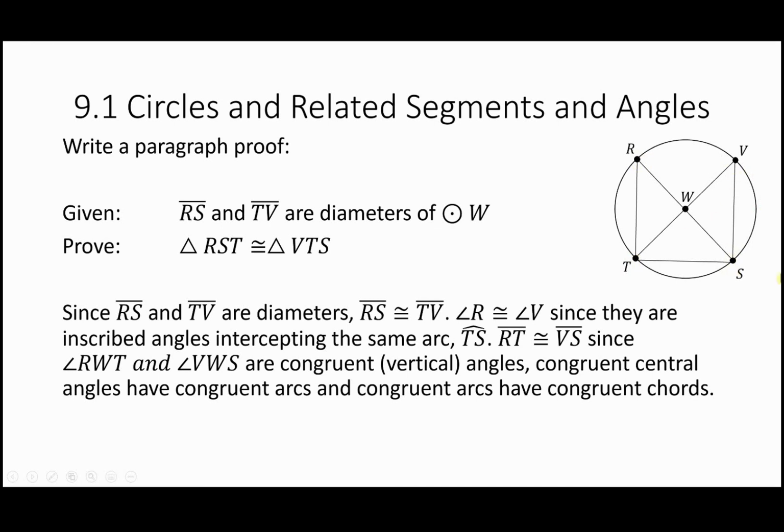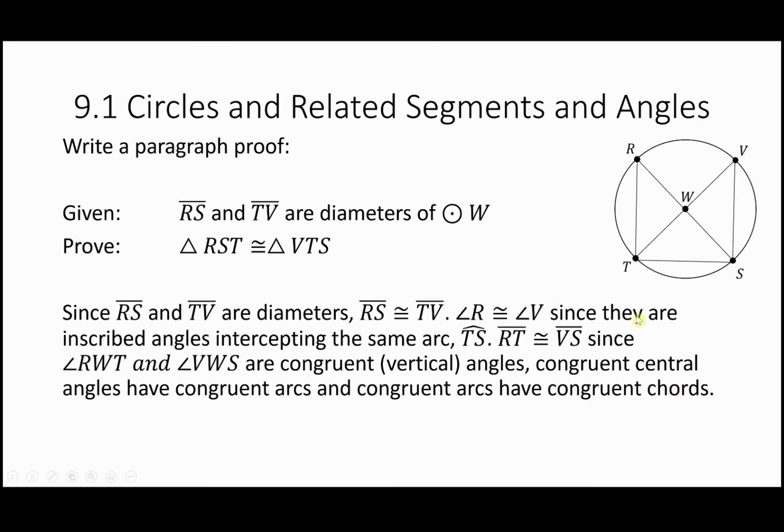So I went from central angles being congruent because they're vertical angles to that must mean the corresponding arcs that they encompass must be congruent to each other. And then I can draw that into the chords must be congruent to each other as well. They're all connected to each other. So that's how I was able to conclude that RT must be congruent to VS.